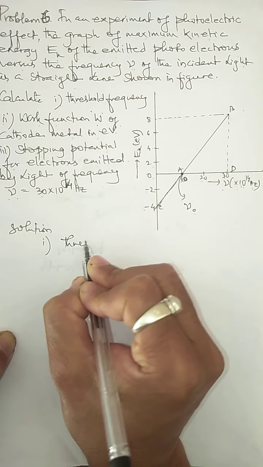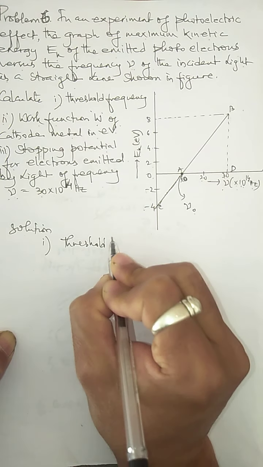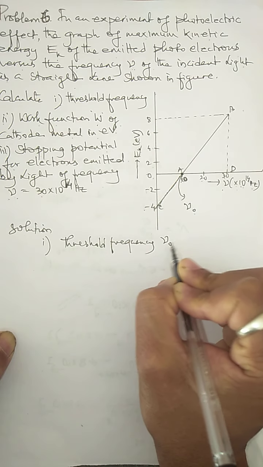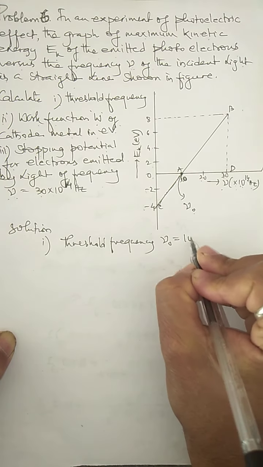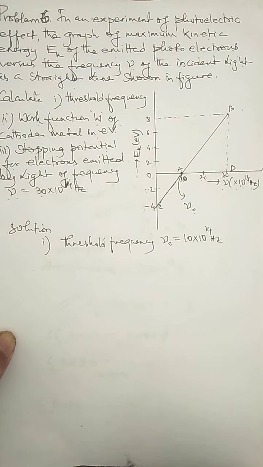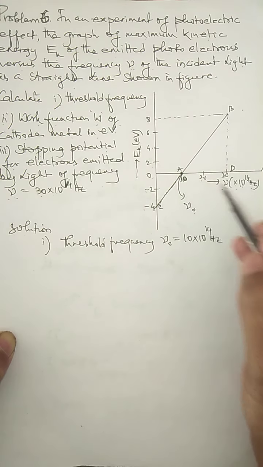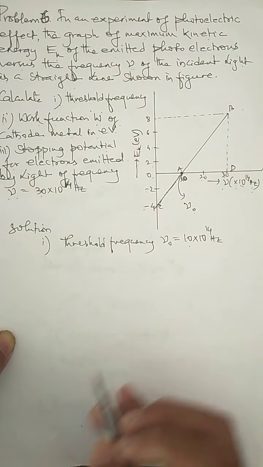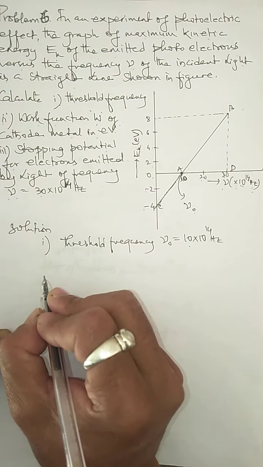So from the graph, children, the threshold frequency, which is marked by the letter nu naught, is 10 into 10 to the power 14 hertz. Let me write it this way, 10 into 10 to the power 14 hertz. That is the threshold frequency of this light. So the first part we calculated, the threshold frequency.